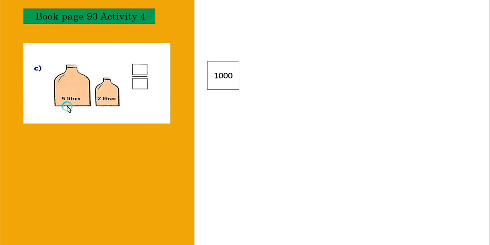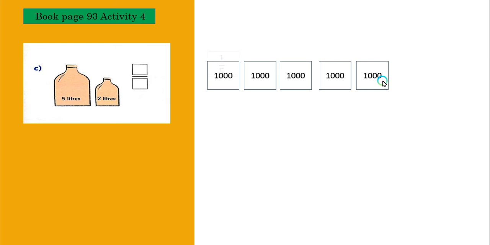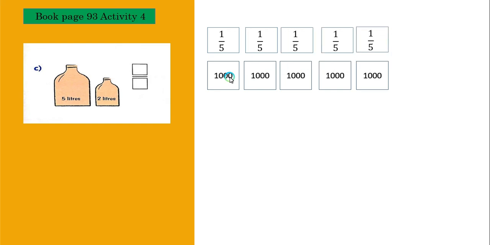Now here, 5 liters and 2 liters. So we need to complete 5 1,000s. So that is how many parts? It's 5 parts. That's why the denominator is 5. And how many 1,000s each? It's 1. That's why it's 1/5, or 1 whole. But we need to take the 2 liters here. So the answer is 2 over 5, or 2/5.